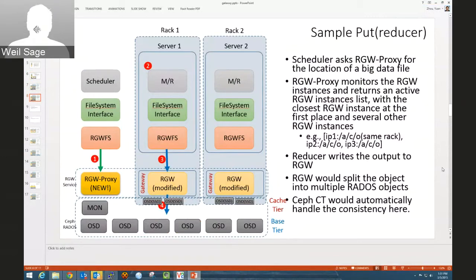So this would be a cross rack Rados, right? Yes. Right. Okay. And that's okay. In fact, it probably always will be because we're replicating it, presumably across racks. Yes. Okay.